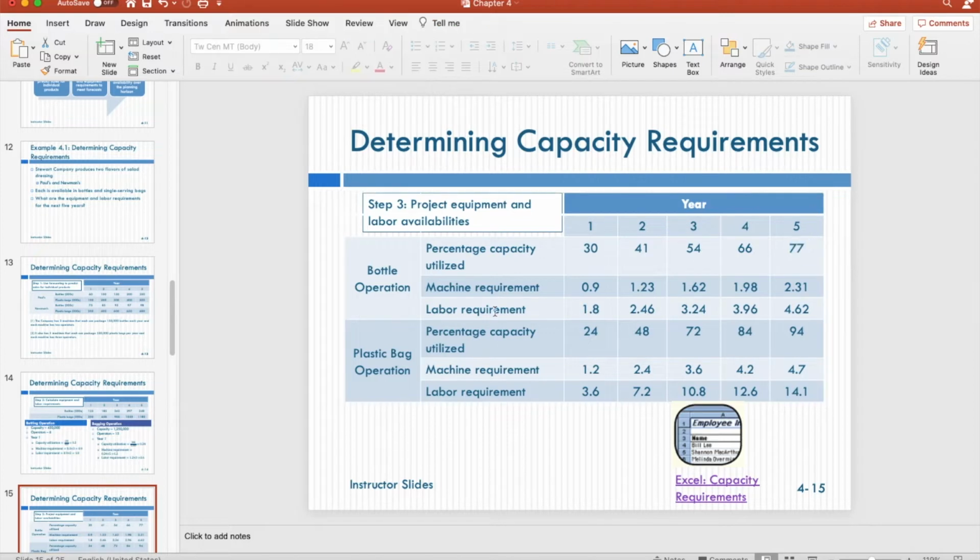All right. So now let's look at the machine requirement. You see that this number is becoming larger and larger until year 5, which is 2.31. It means that 2.31 machines are effectively used during this procedure.